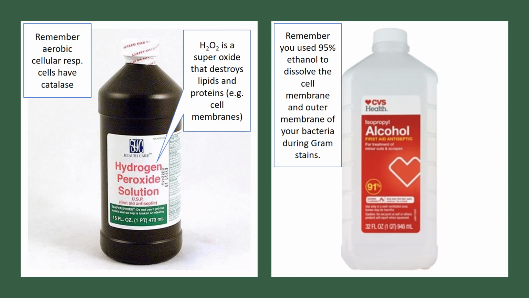Likewise, alcohol. Remember, you've used 95% alcohol to dissolve the cell membrane and the outer membrane of your bacteria when you were performing gram stains. So you used 95% alcohol. In that case, it was ethanol. In this case, this is isopropyl alcohol. But in both cases, it denatures proteins and, more importantly, dissolves those lipid membranes, thus, again, disrupting the cells.